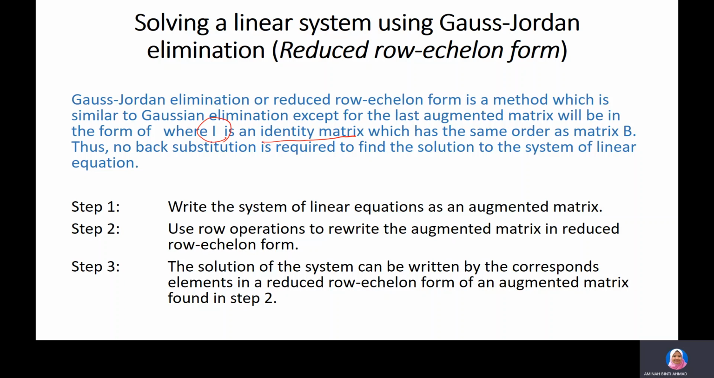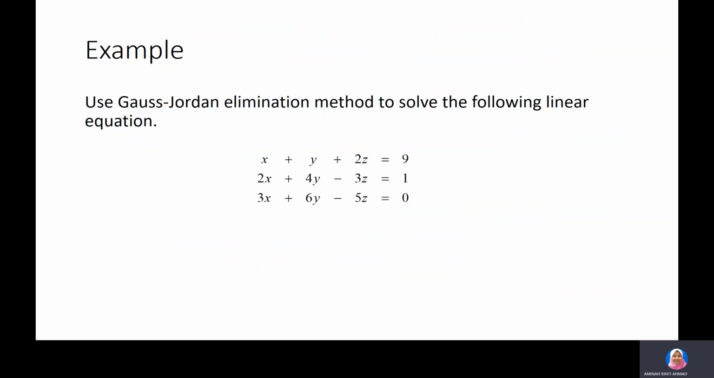So first step, write the system of linear equations as an augmented matrix, same as before. Step 2, use row operations to rewrite the augmented matrix in reduced row echelon form. And step 3, the solution of the system can be written from the corresponding elements in the reduced row echelon form of the augmented matrix found in step 2. Okay, look at the example.